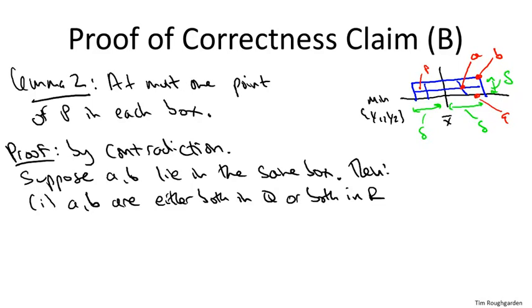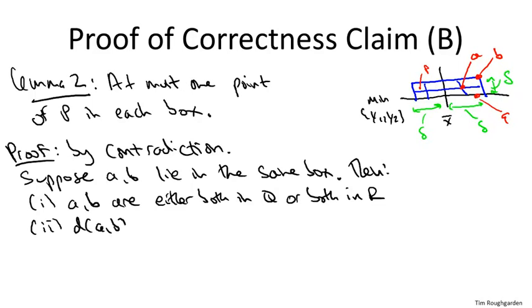So every box, by virtue of being either to the left of x bar or to the right of x bar, can only contain points from a common half of the point set. So that's the first consequence of assuming that you have 2 points in the same box. The second consequence is, because the boxes are small, the points have got to be close.